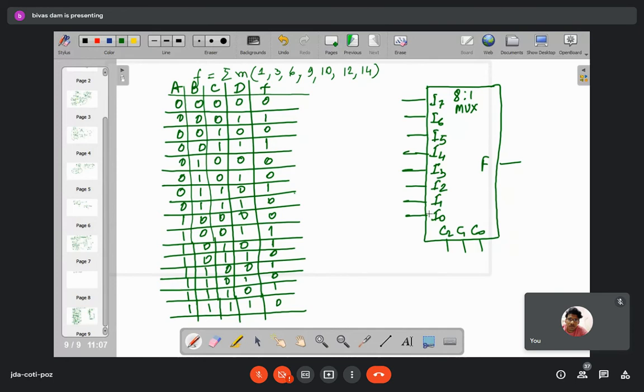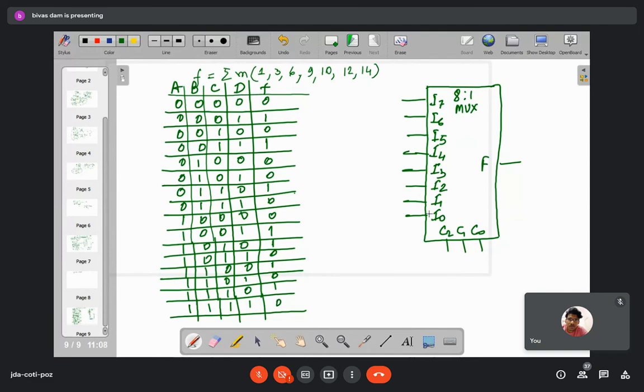Now we know that for the simplest type of solution, all the 4 input variables of the function need to be connected to the control input lines of a 2 to the power 4:1 multiplexer. But here I don't have that 2 to the power 4:1 multiplexer. Instead what we have is a 2 to the power 3:1 multiplexer, that is an 8:1 multiplexer, which has how many control lines? 3. So out of the 4 input variables, only 3 can be accommodated into the 3 control input lines.